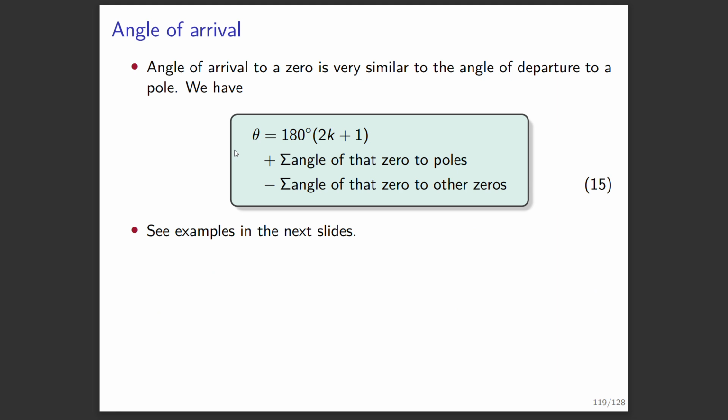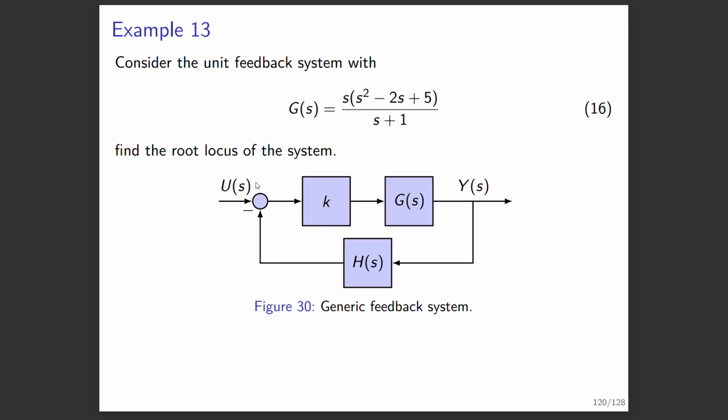The next topic would be very similar. It's the angle of arrival to a 0. So it's kind of a mirror of what we just talked about. Now you have a 0. You want to find the angle of arrival. All the difference between equation 15 and what we had before is that now this is a positive sign, this is a negative sign. So the angle of that 0 to poles now is going to be added. The angle of that 0 to other zeros is going to be subtracted, but the rest of it is similar.